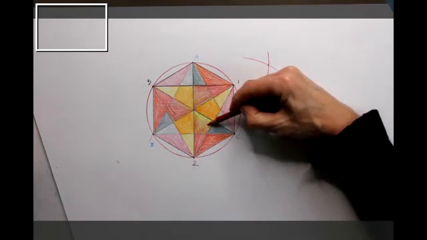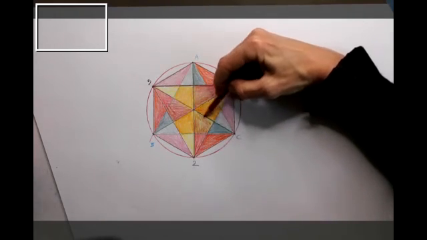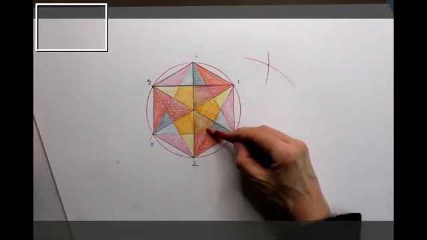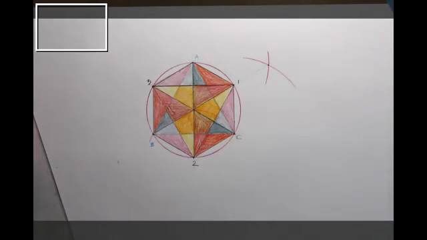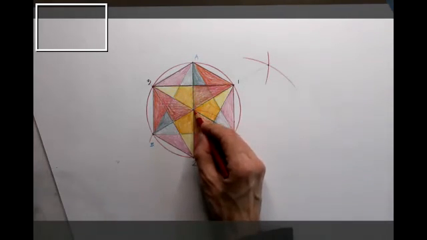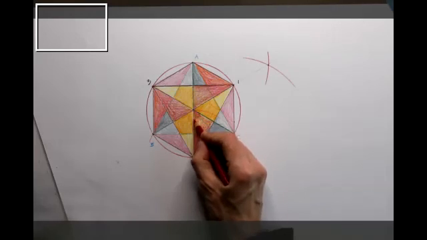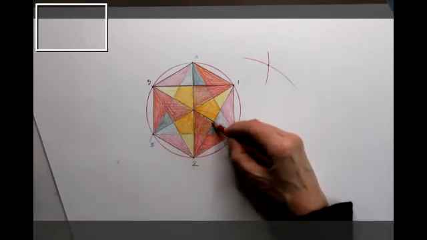So I'd like you to experiment with creating a pattern within these shapes. There's so much we could do with these limitations.